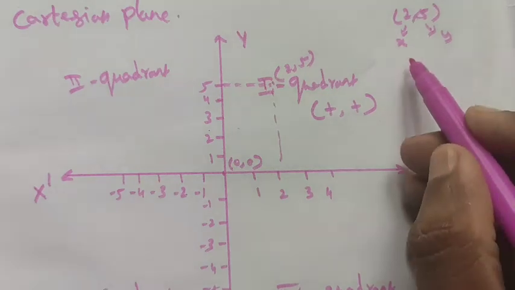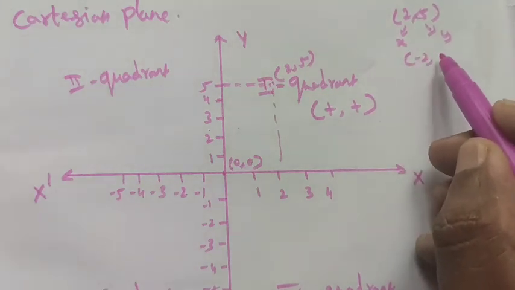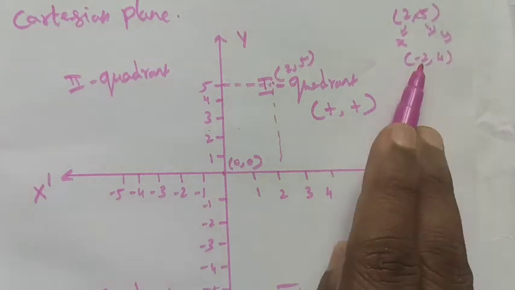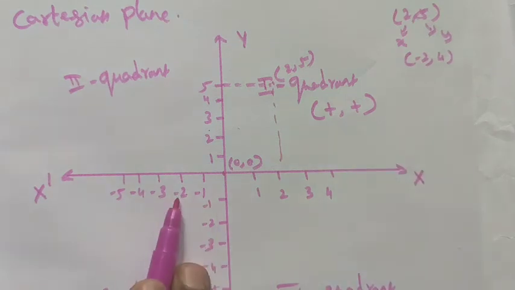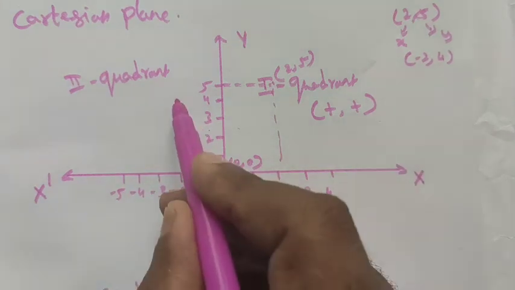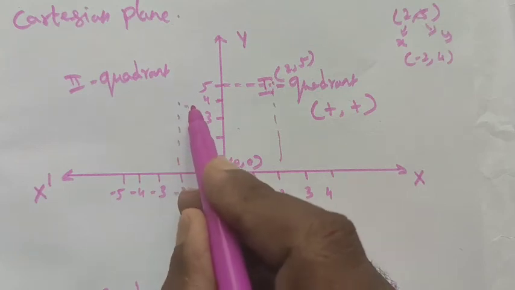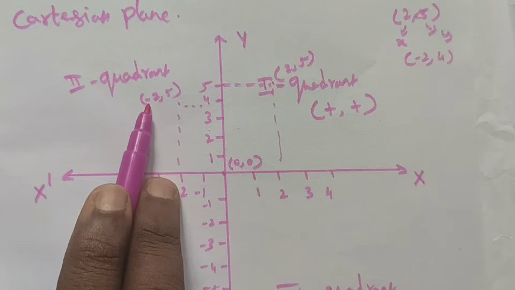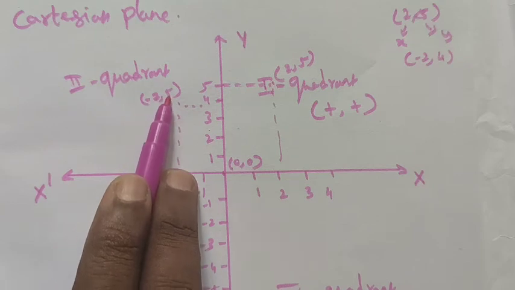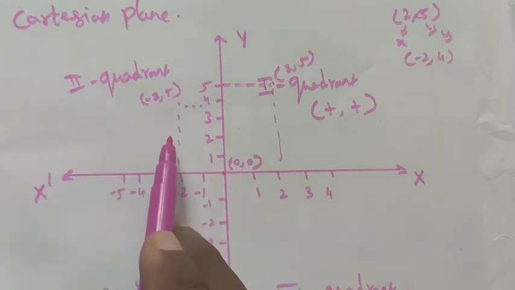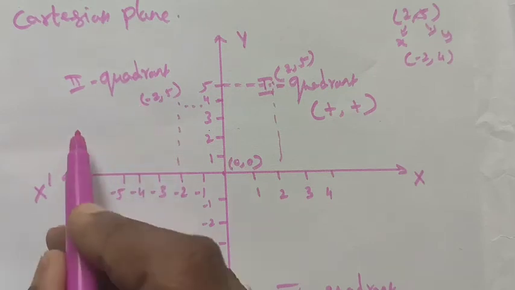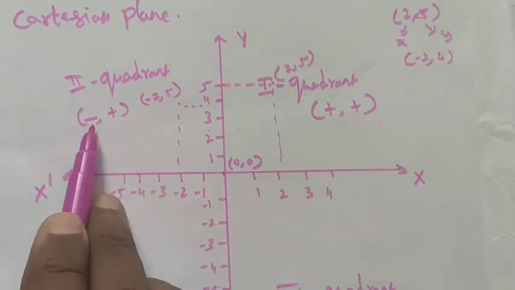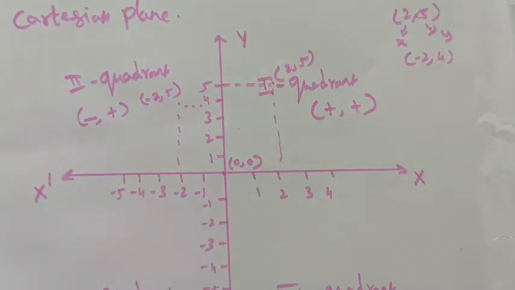In the second quadrant we take a point like minus 2 comma 4. The x value is minus 2 and the y value is 4. Here the x value is negative and the y value is positive, so it is located in the second quadrant. The second quadrant points are negative, positive.